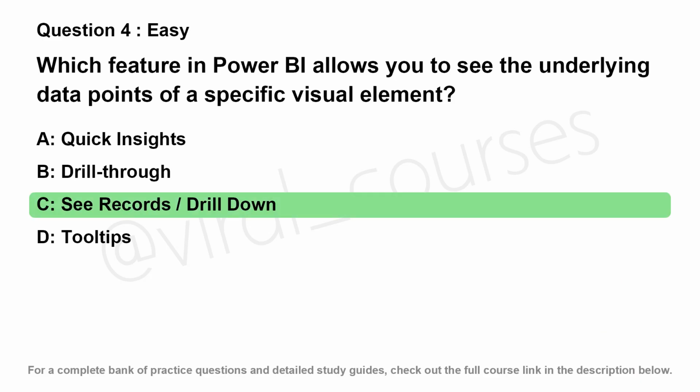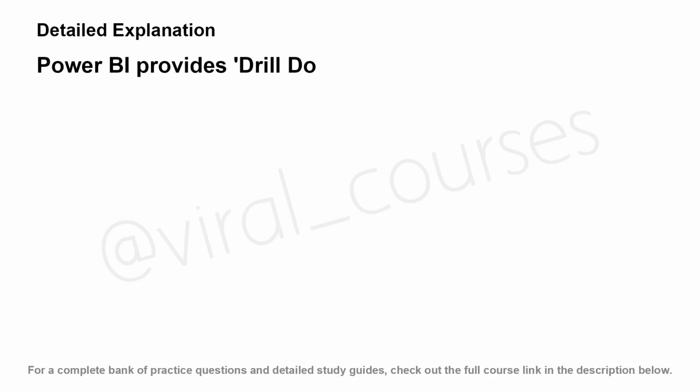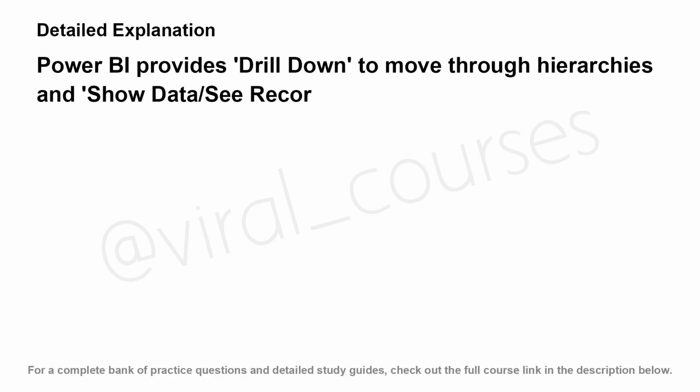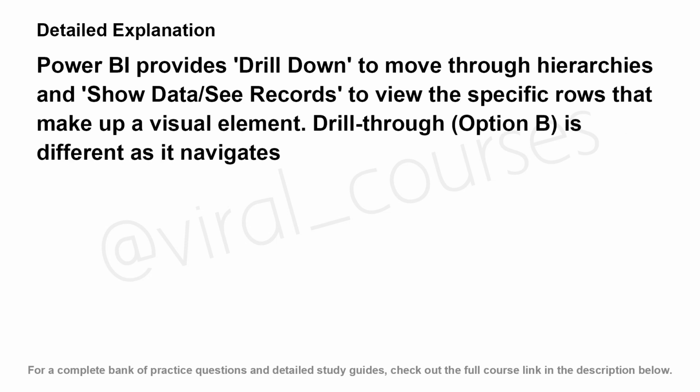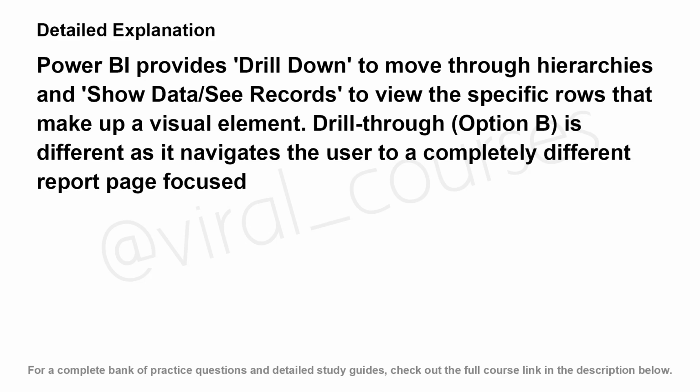The correct answer is C. Power BI provides drill down to move through hierarchies and show data, and See Records to view the specific rows that make up a visual element. Drill through, Option B, is different as it navigates the user to a completely different report page focused on that specific data point.